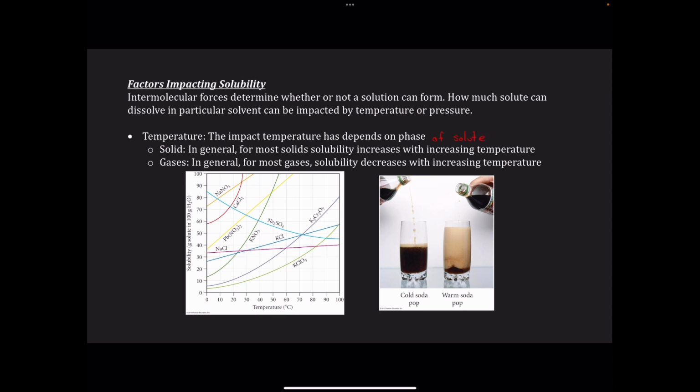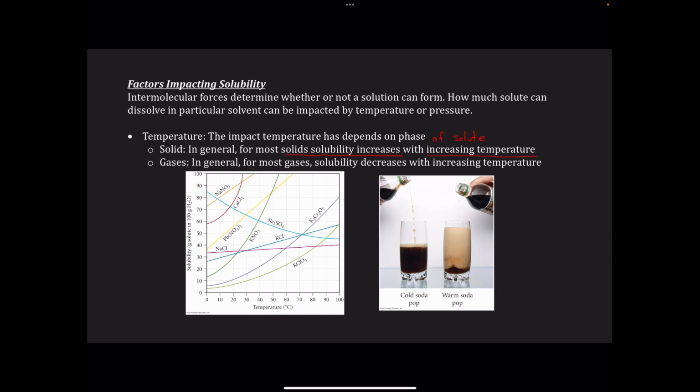So if we have a solid solute, for most solids, solubility increases with increasing temperature. And so we've got this graph here showing some common ionic solids and how their solubilities increase with increasing temperature. Now, how much we're going to see that variation is going to be dependent on our thermodynamics and our intermolecular forces. We do see one example or one exception. We see that sodium sulfate actually decreases. Again, that's going to be tied back to that thermodynamics.